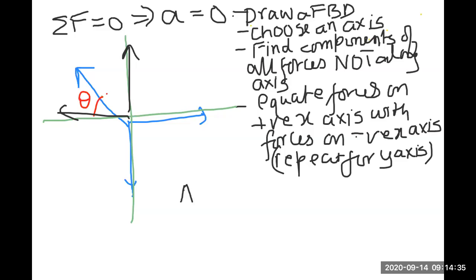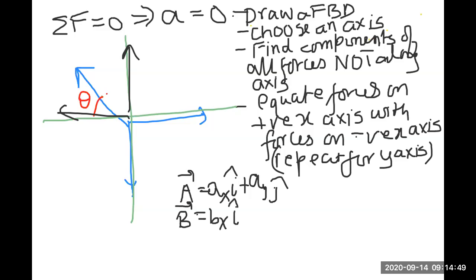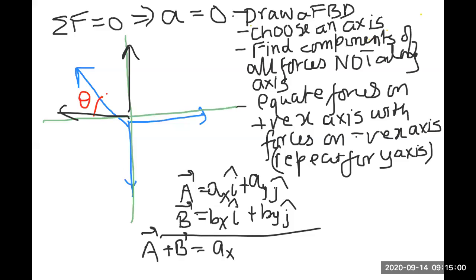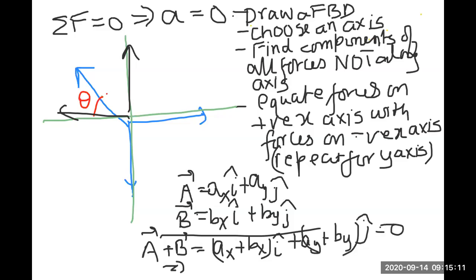So supposing that we have a vector a which is something like ax I cap plus ay j cap, and we have a vector b which is equal to bx I cap plus by j cap, and I'm telling you that a plus b is equal to 0, the vector a plus b is going to be ax plus bx I cap plus ay plus by j cap. And if I'm telling you that this is equal to 0, this simply implies that ax plus bx must be equal to 0.